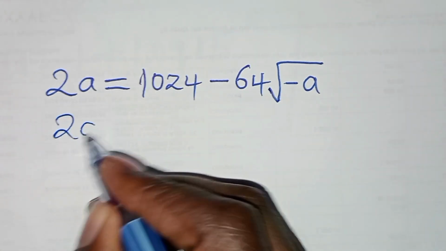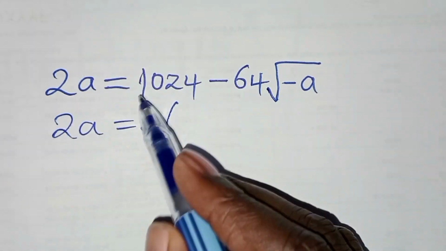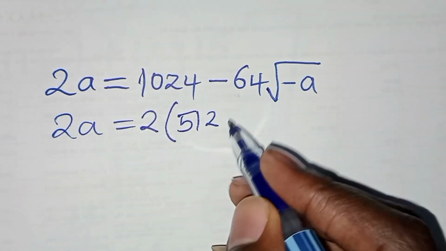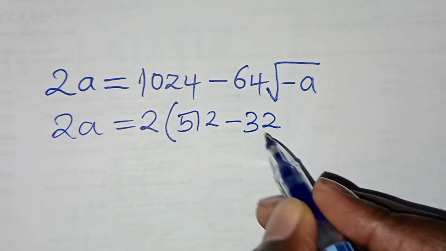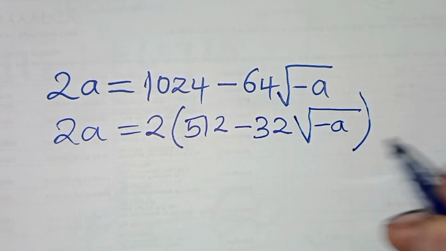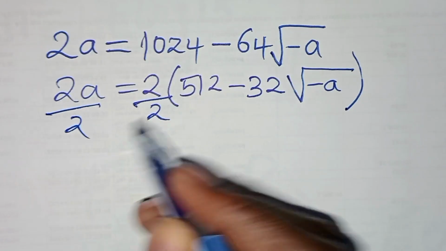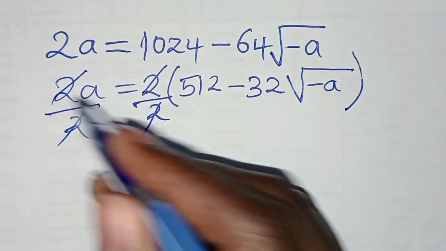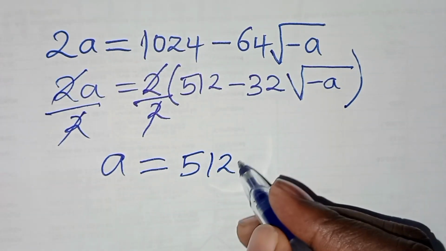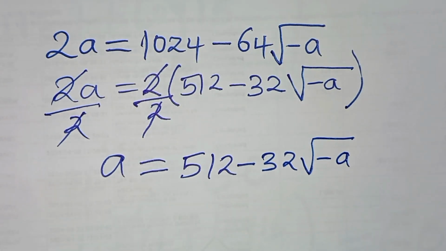From what we have here, we can factor out 2, so that we'll have in the bracket 512, because 512 times 2 is 1024, subtract 32, because 32 times 2 is 64, then square root of negative a. Then you close the bracket. So let's divide both sides by 2. When we simplify here, we'll have a is equal to 512 subtract 32 square root of negative a.